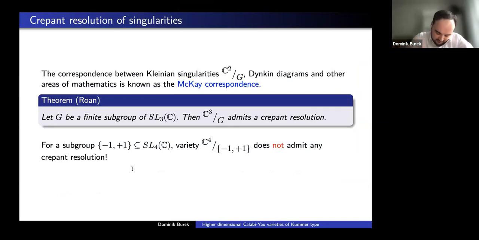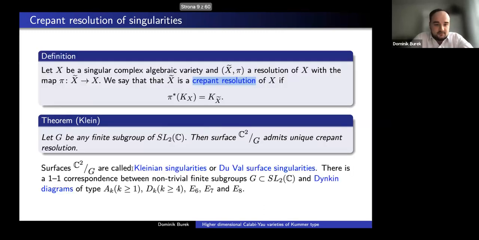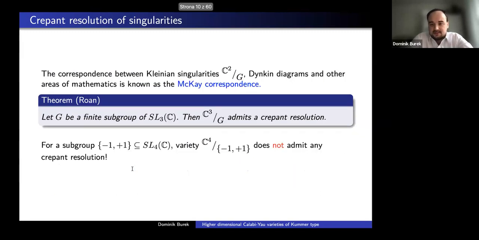Also, the quotient of C3 by G, where G is a finite subgroup of SL3, has a Crepant resolution. It does not have a unique Crepant resolution, because in the Klein situation we have a unique one, but still here in the three-dimensional case we have a Crepant resolution.